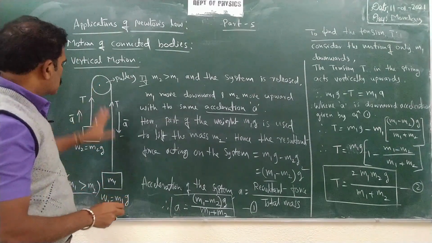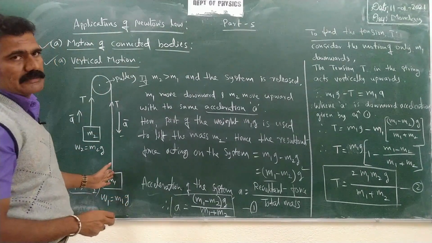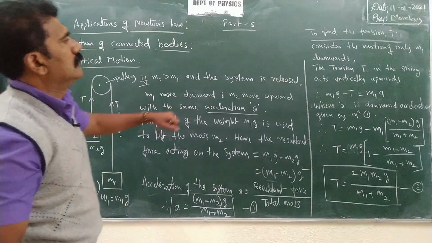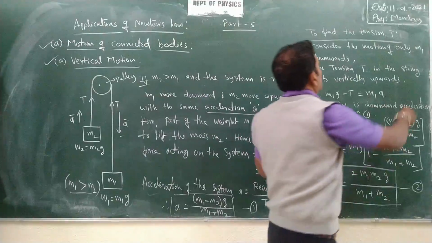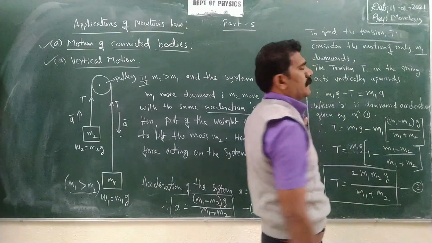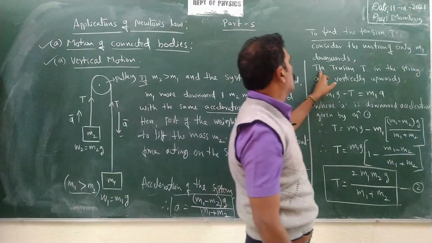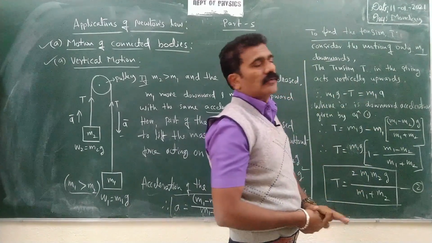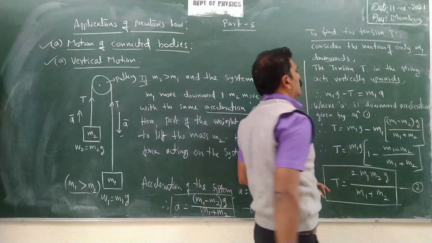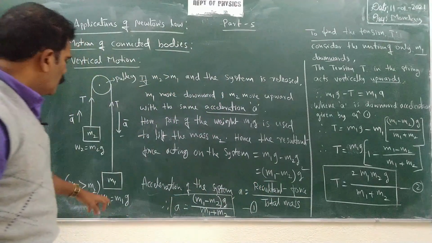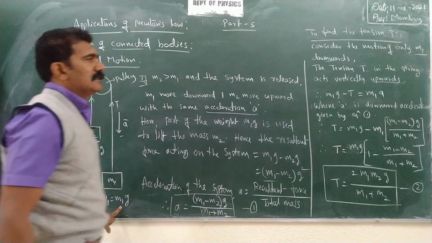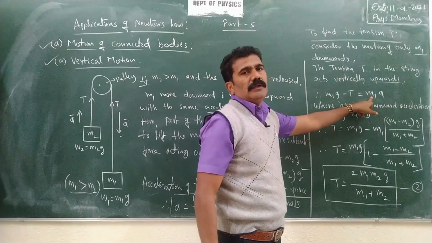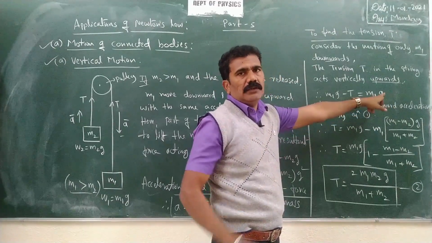Now let us consider one side to calculate the tension, this side, where m1 is connected to the pulley. Consider the motion of only m1 downwards. m1 is moving downwards. The tension T in the string acts vertically upwards. Then you should consider m1g as the force, minus the tension acting in the upward direction, minus T, is equal to m1 into a. That gives the motion of the body downwards.